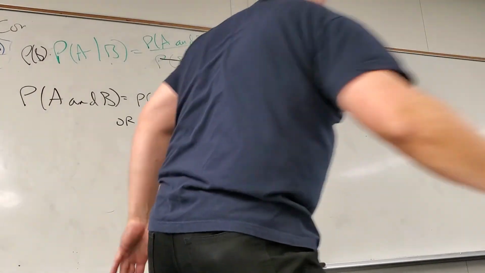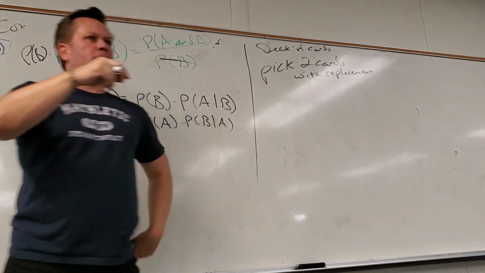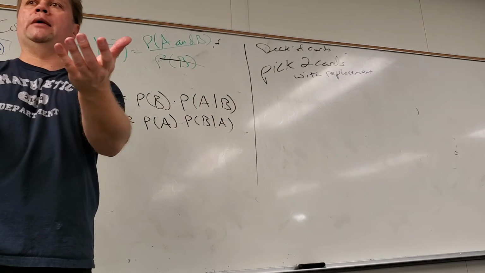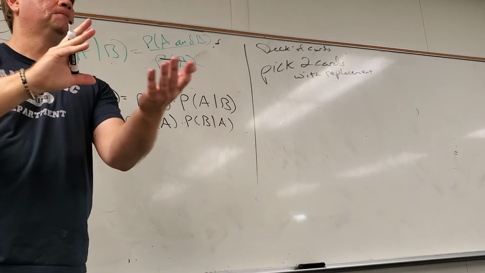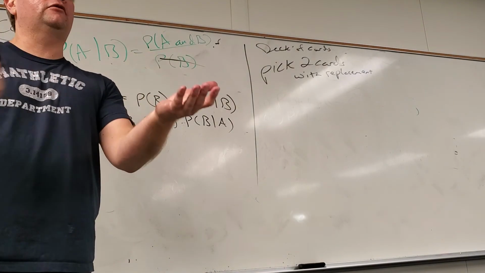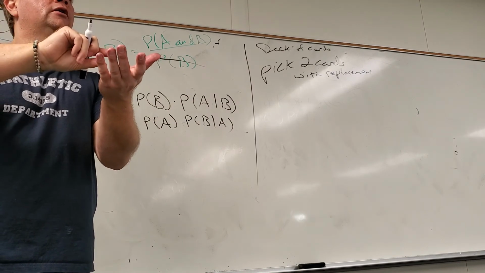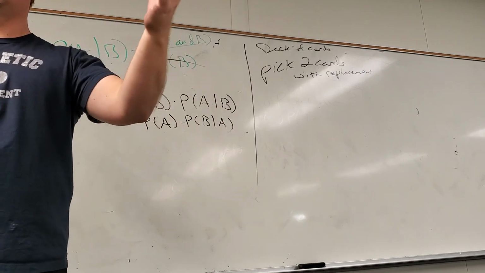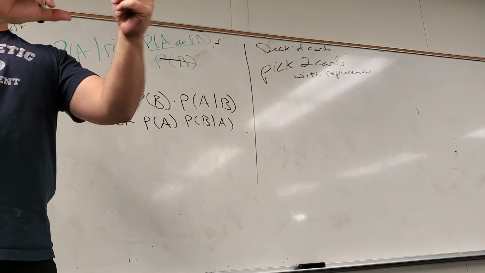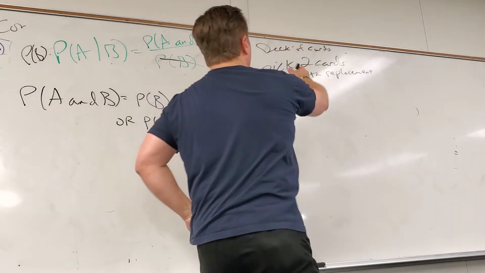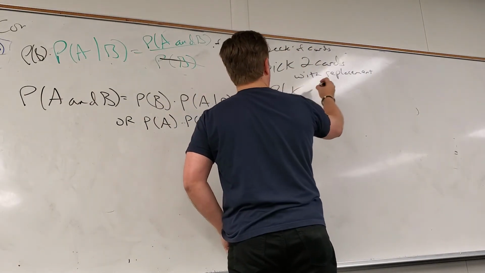Nasty stuff. All right. What the hell does with replacement mean? That means if I pick one card, I'm going to put it back in. If I picked a card and threw it away, and then I went to pick another card, you guys see how the probabilities change? Because now I've got 51 cards. So if I do it with replacement, what's the probability to get 2 kings?